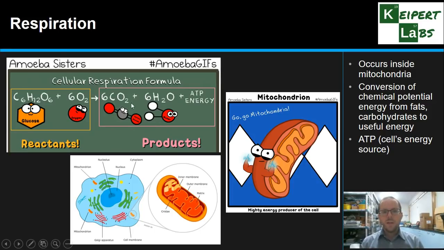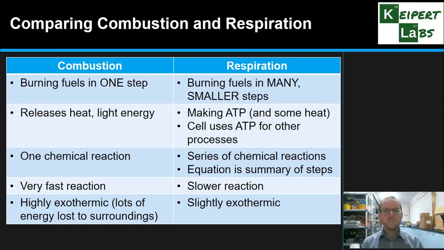But you notice that the equation over here is the same as the combustion of glucose that we looked at before. Glucose, which is this compound, reacting with oxygen to form carbon dioxide and water. And then we've written here this idea of ATP energy as another byproduct of this process. So it looks like the same chemical reaction, but if we dig a little deeper, that's about where the similarity ends between these two processes. We've got a table here with some of these things. We're going to talk you through it.